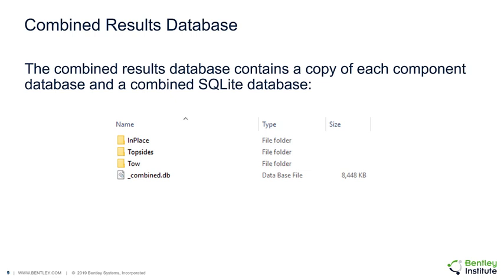The Combined Results Database contains a copy of each component database and a SQLite database. The combined SQLite database can be accessed just like the component analysis SQLite database. Here we have an example of a combined PostView database opened in Windows Explorer.